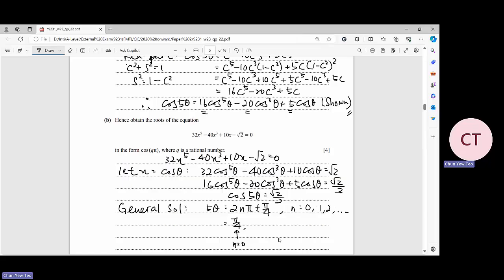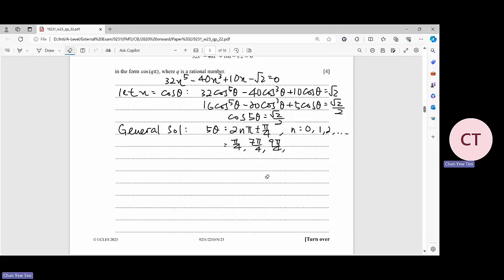Then after that, we are having n equal to 1. When n equal to 1, you have 2n pi, so a 2 pi plus minus pi over 4. So 2 pi plus minus pi over 4, you're supposed to get 7 pi over 4 and 9 pi over 4.